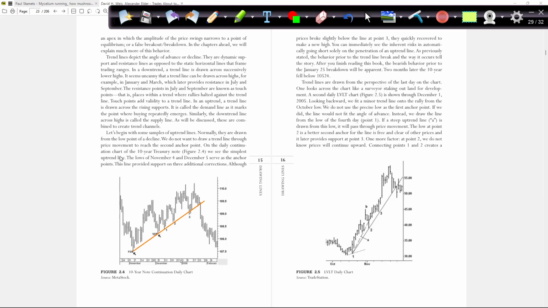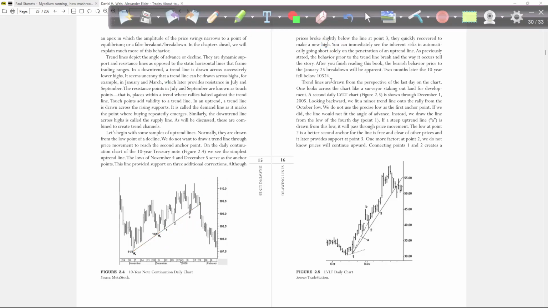On the daily continuation chart of the 10-year treasury note, figure 2.4, we see the simplest uptrend line. The lows of November 4 and December 5th serve as the anchor points. This line provided support on 3 additional corrections, like 1, 2 and 3. We see this, it's providing support there.